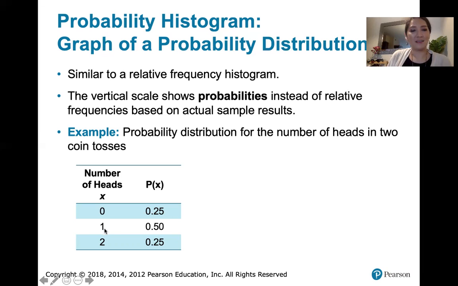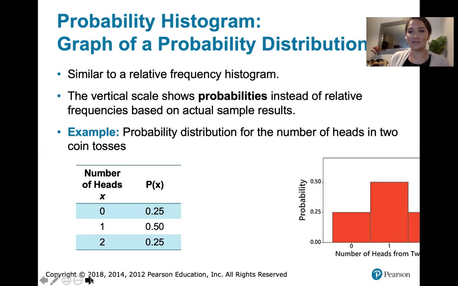The probability of getting 1 head, well, it's 2 out of 4, because you could have a head and then a tail, or a tail and then a head. I said 2 out of 5, I meant 2 out of 4. And 2 out of 4 reduces to 1/2, or 0.5. And then finally, the probability that you could get 2 heads is 1 out of 4, which is 0.25. Now we can represent that graphically like this.